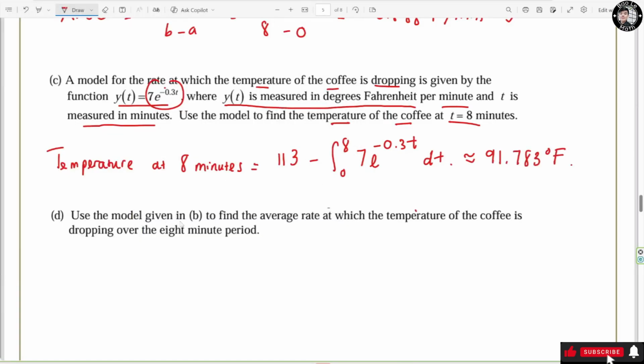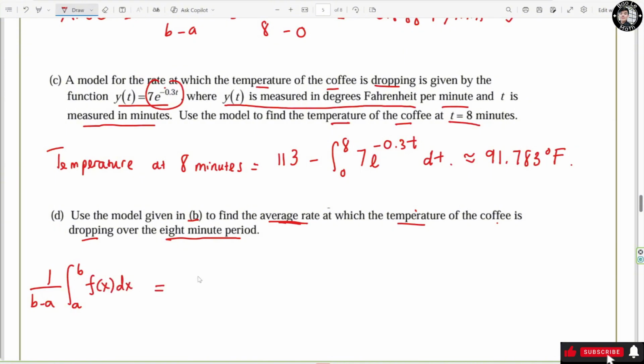Now question D. Use the model given in part B to find the average rate at which the temperatures of the coffees is dropping over the 8 minute period. Alright, so again, as I told you, the average rate of change is different from the average rate, right? Remember, the average rate is given by the formula 1 over b minus a, integral from a to b of f of s ds, right?